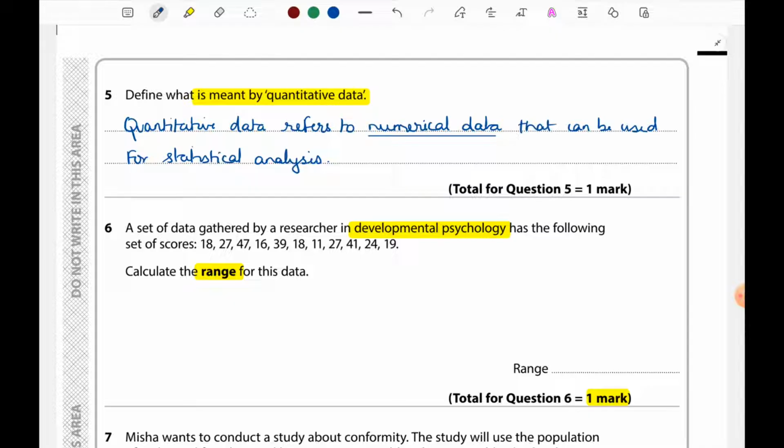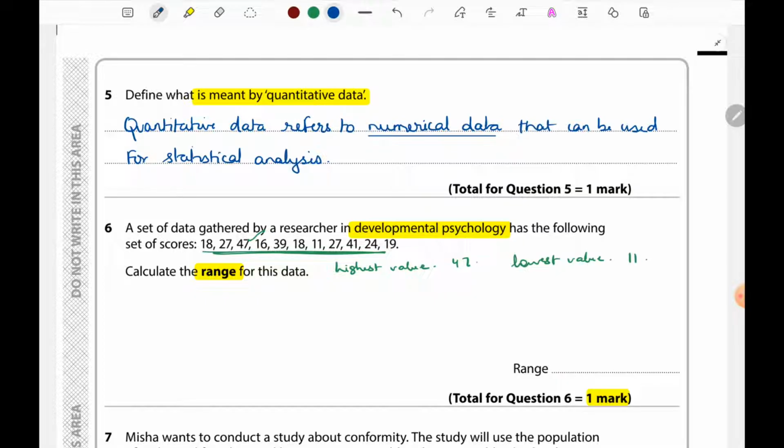Okay, range. To calculate range, we have to locate the highest number, the number with the maximum value in the data set. The highest value number in this data set, if I scan through all the numbers, is 47. The lowest value, again if I scan, is the number 11. There's nothing lower than 11 or greater than 47.